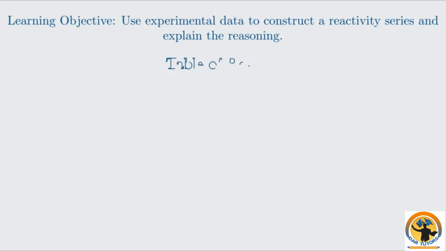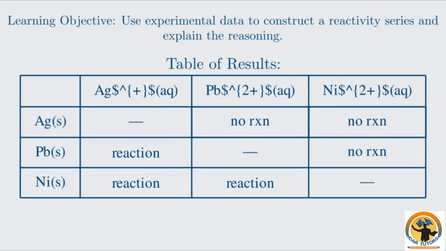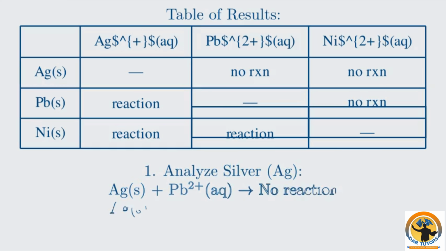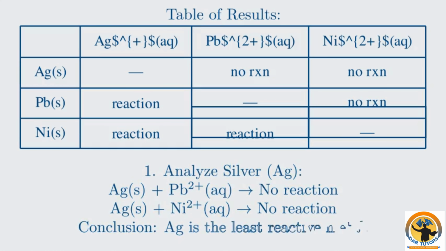First, consider silver, Ag. The table shows no reaction with lead ions, Pb2+, or nickel ions, Ni2+. This means silver is not strong enough to displace either lead or nickel. Since silver cannot displace other metals, it must be the least reactive of the three.